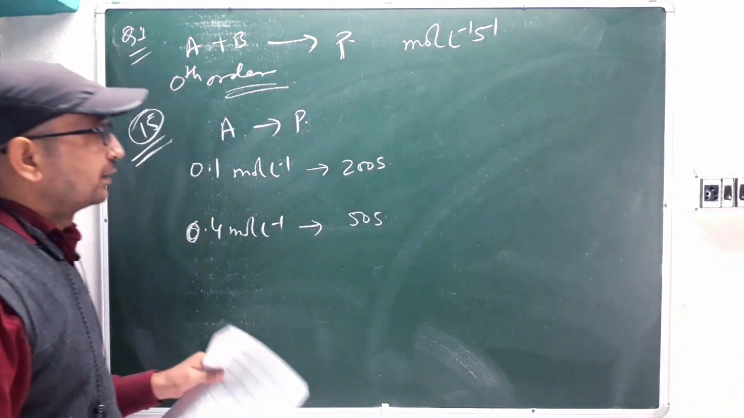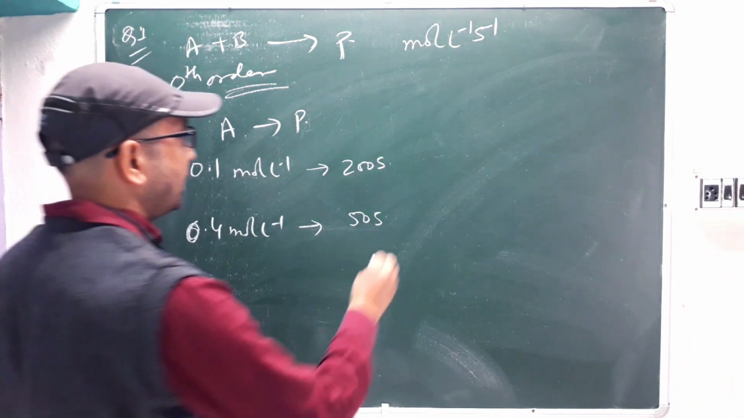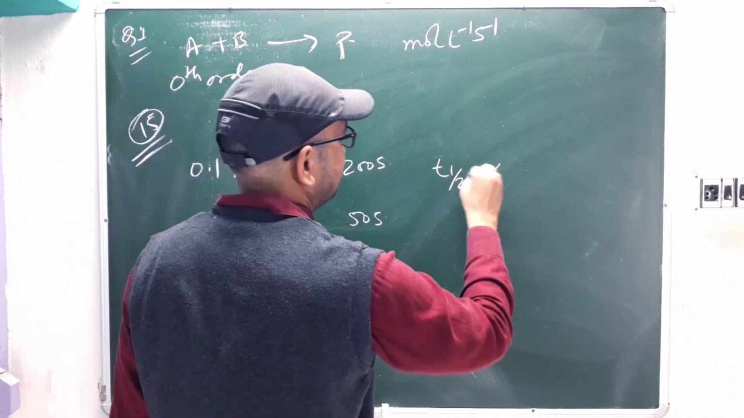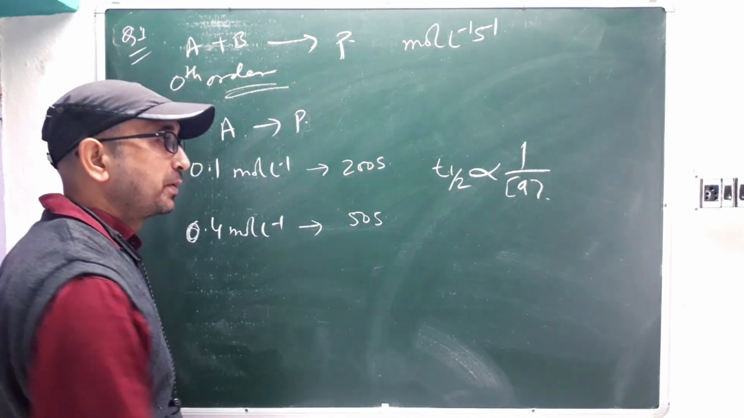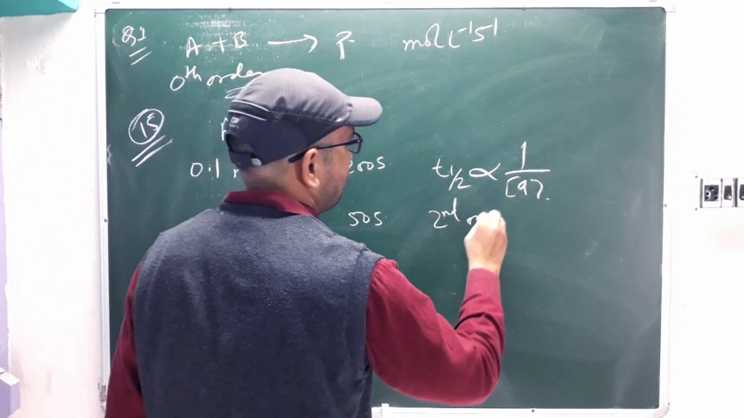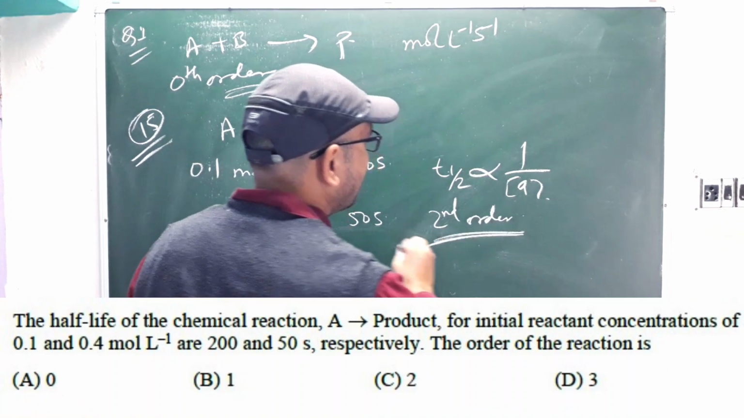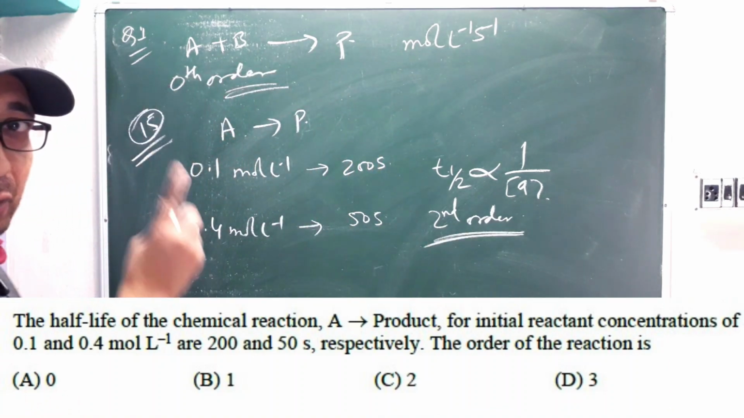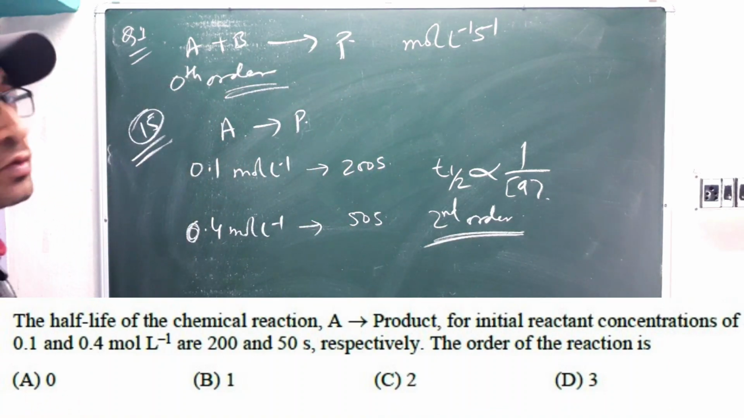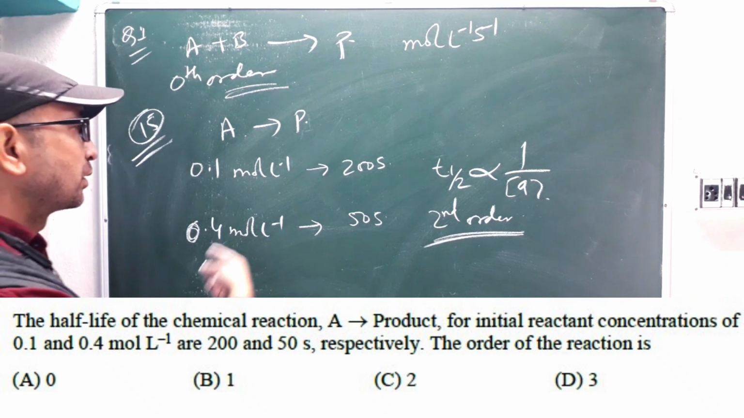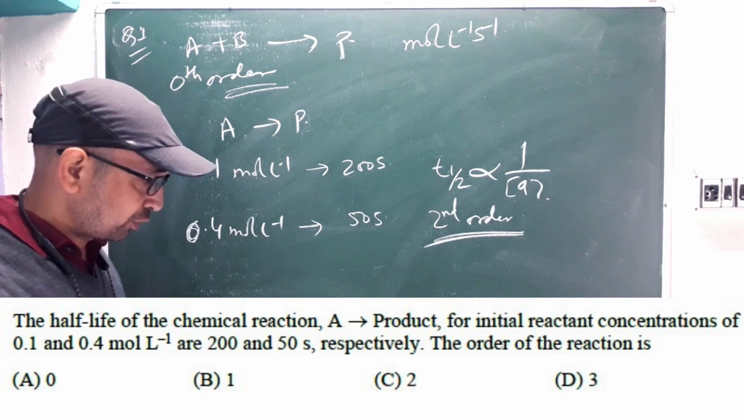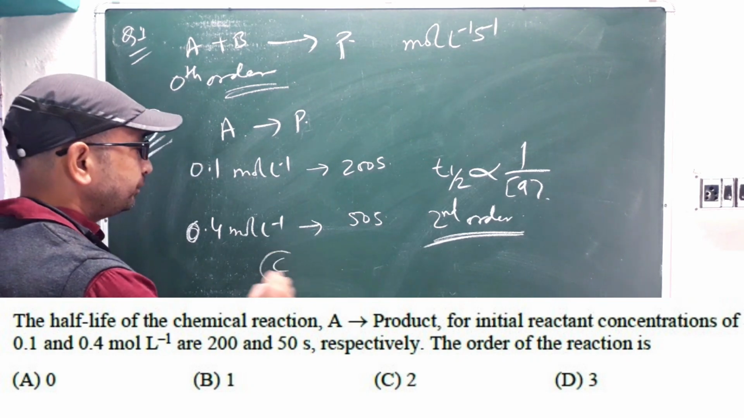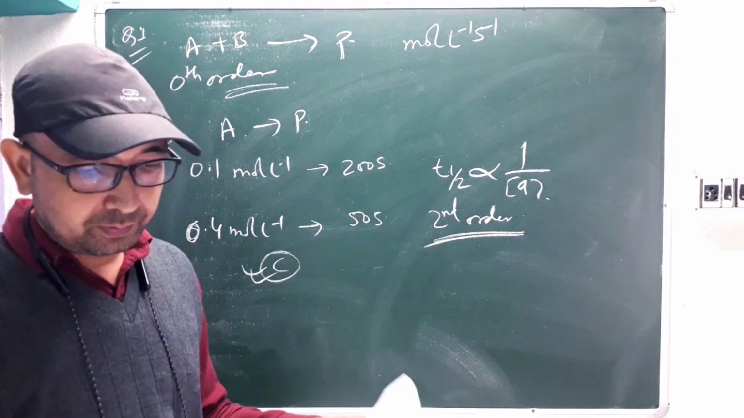Again, this is inversely proportional, right? So t half is inversely proportional to concentration. Which order of reaction is this? This is nothing but a second order reaction. We have already discussed similar questions they have asked in 2021 or 2022. So this option will be second order reaction, so option C will be correct.